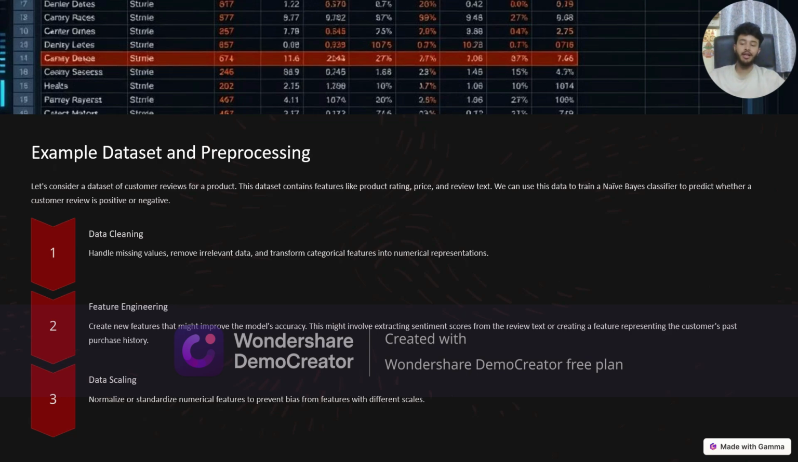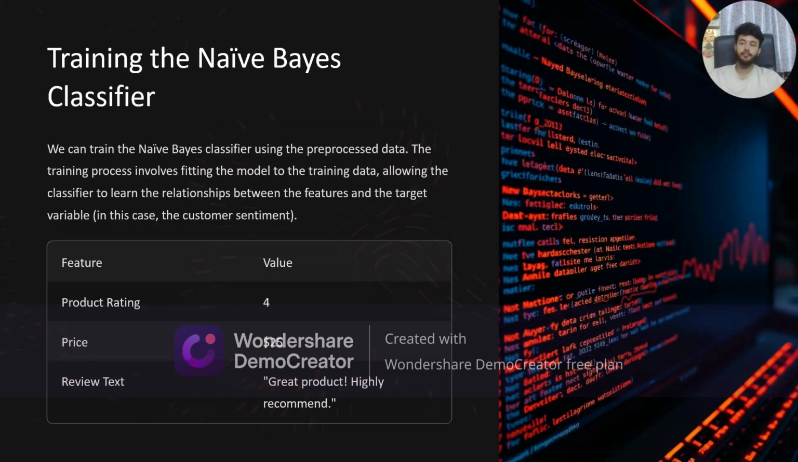The third is data scaling. It normalizes or standardizes numerical features to prevent bias from features with different scales.